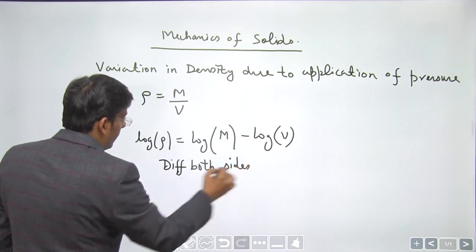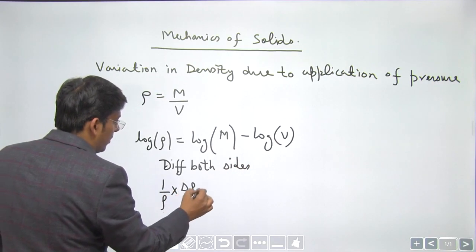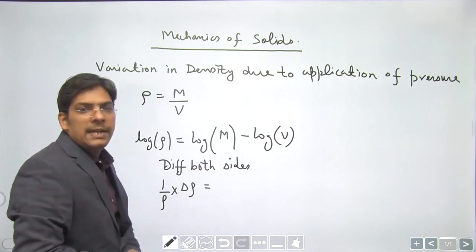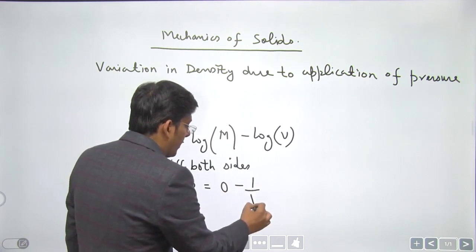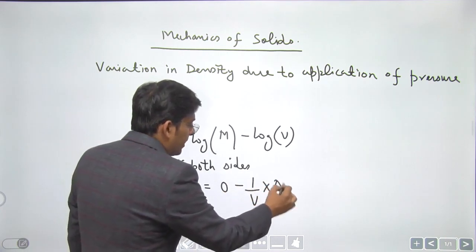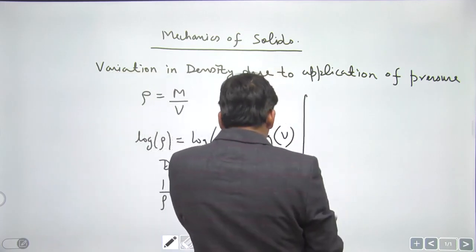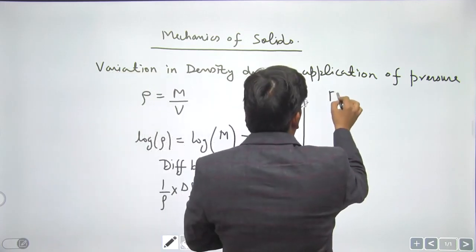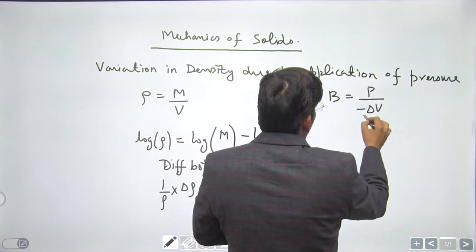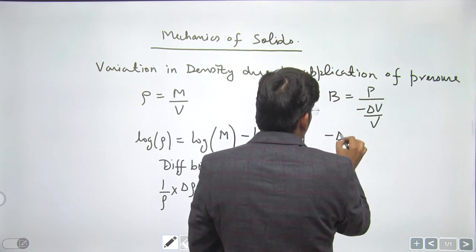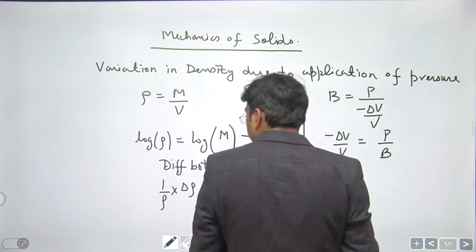The derivative of log rho is 1 by rho, times d rho or delta rho. Mass is not going to change in any case, so its derivative is 0. The derivative of log v is 1 by v, times delta v, or you can write it as dv, right? Now you know that bulk modulus is pressure divided by volumetric strain. So we get volumetric strain as pressure divided by bulk modulus, right?